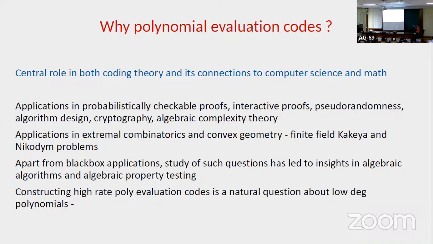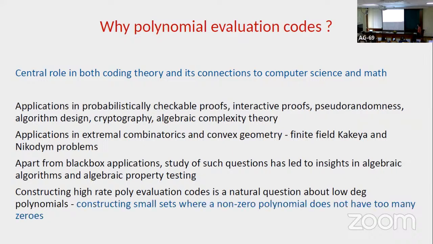And lastly, but I think most importantly, constructing high-rate polynomial evaluation codes is a very natural question about low-degree polynomials. And if we strip all coding theoretic jargon from it, this is the question: can we construct small sets of points where a non-zero polynomial doesn't have too many zeros? And in a very fundamental sense, this is an important question in this generality, and something that we don't fully understand yet.